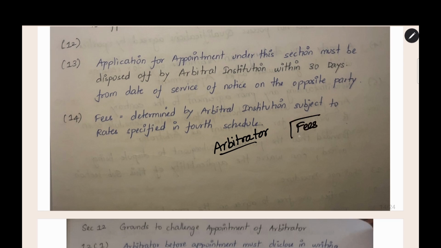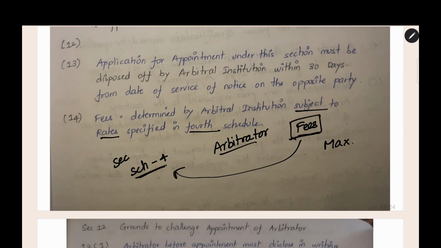The arbitral institution can charge fees from you, but it is subject to the rate specified in the 4th schedule. We saw that there are sections and schedules separately. In schedule 4, it is given that there are fees to the arbitral institution. You can get fees from the parties, but subject to schedule 4 rates. There will be maximum fees, only this much you can get. You can get minimum fees of this much, like that. Those rules should be complied with. Those rules are given under schedule 4.